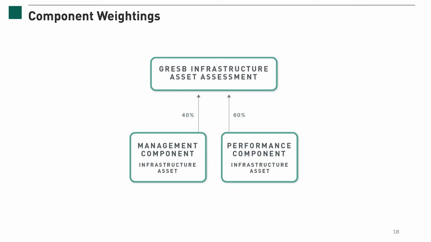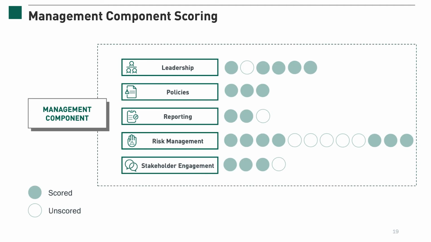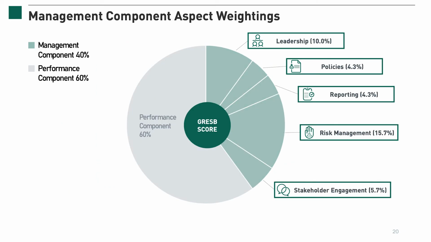The management component contributes 40% to the asset assessment and the performance component 60%. The management component consists of 5 aspects: leadership, policies, reporting, risk management, and stakeholder engagement. It is composed of 28 indicators. The green circles are scored indicators. The scoring weightings of each aspect are shown here.